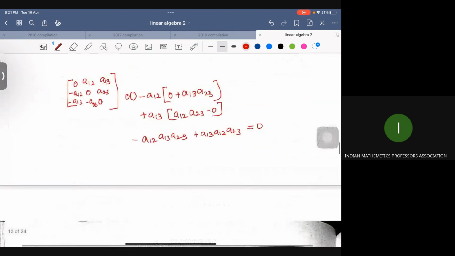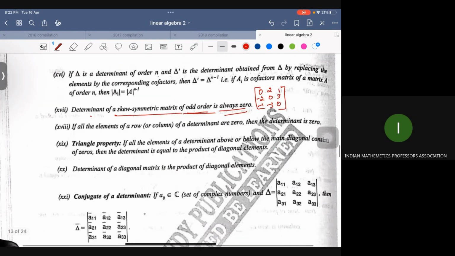If we take an even order, with rows 0, A12 and minus A12, 0, then its determinant is 0 minus of minus A12 squared, which is plus A12 square. So the determinant of a skew symmetric matrix of odd order is always 0.